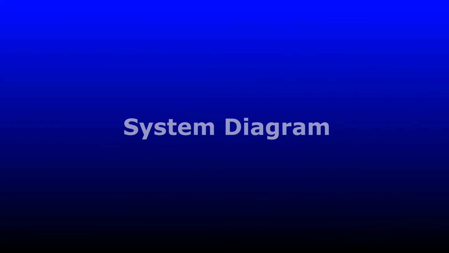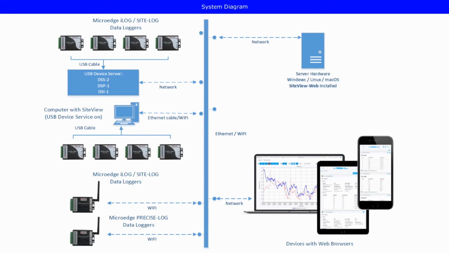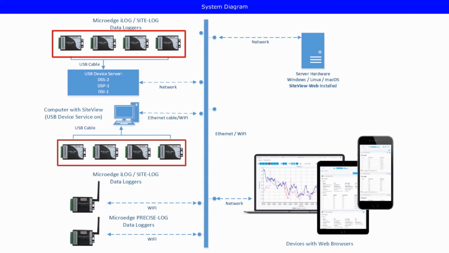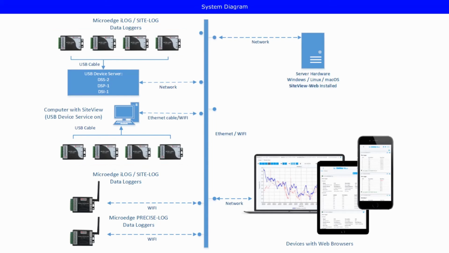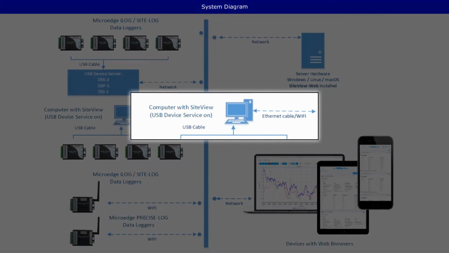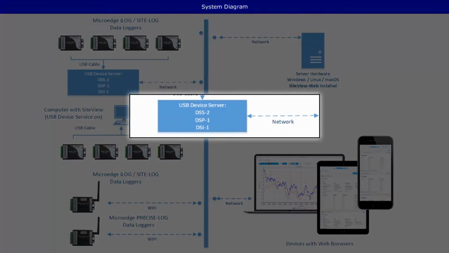System diagram. SITEVIEW Web can be installed in a Windows, Linux, or Mac OS machine, and that machine is connected to your local network. PreciseLog data loggers will join the local network through its Wi-Fi module. SiteLog or iLog data loggers will use a USB device server to connect to the local network. A USB device server can be a SITEVIEW with USB device service turned on, or one of these USB device server hardwares.